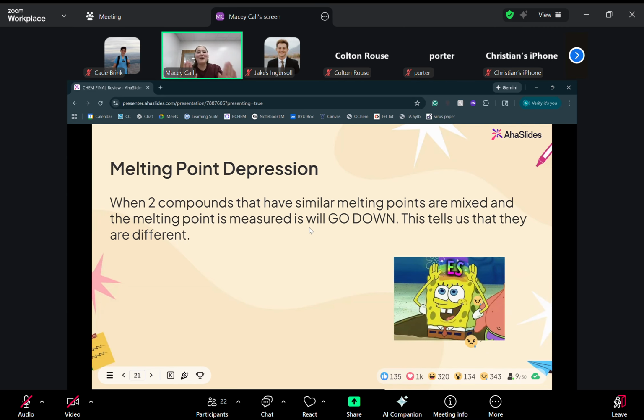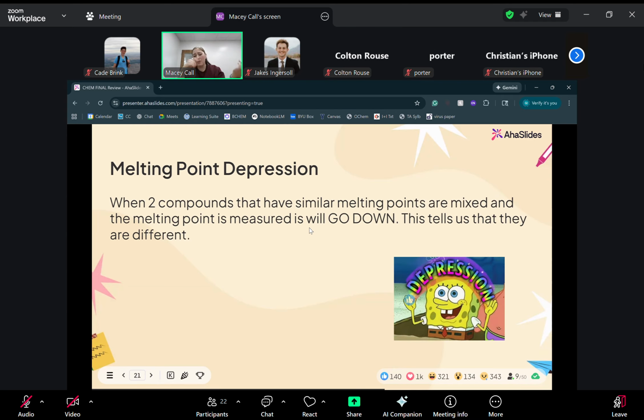Anyway, if I put them in, I would measure them both first. Say I get a melting point of like 132 and 133, so it's really similar. If I measure them together, it would probably be like 120, maybe even 115. And that's a good indication that I have two things. Okay. So this is a really important concept. We've seen it.